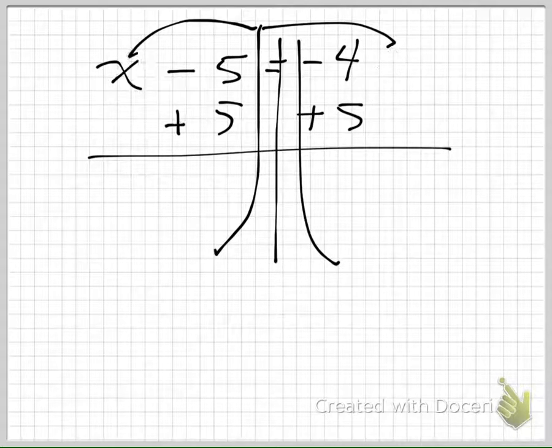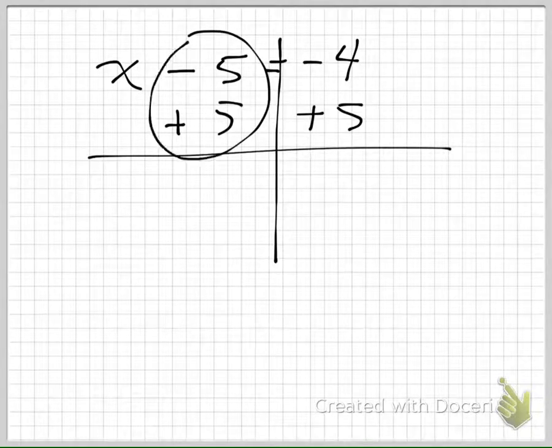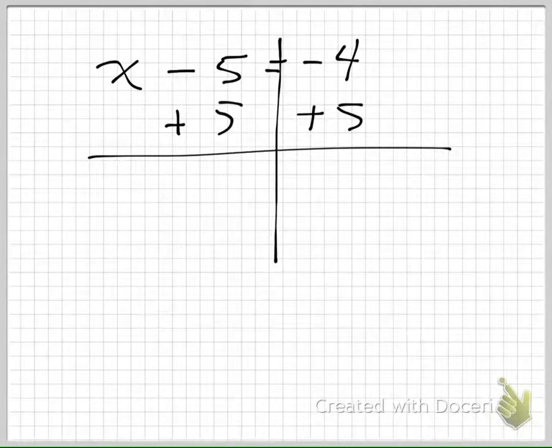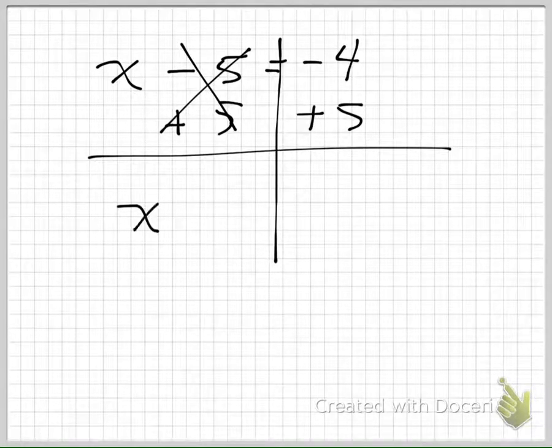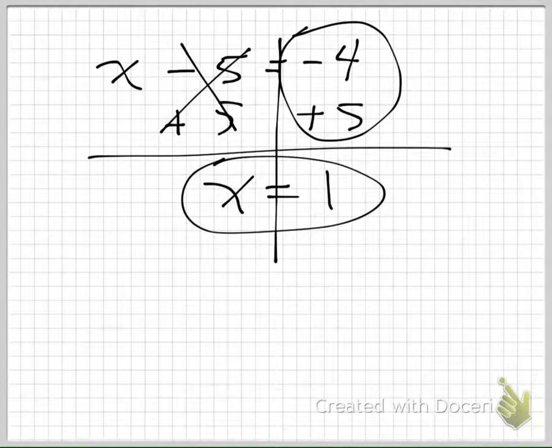Anyway, minus 5 plus 5, what does that do? That negates it. Why did we add 5 in the first place? To get rid of the negative 5. They're gone. It actually equals 0, but x plus 0 is just x, so we don't write that. We just go x equals, and now over here, negative 4 plus 5 is 1. x equals 1. There's our answer. Super tough.